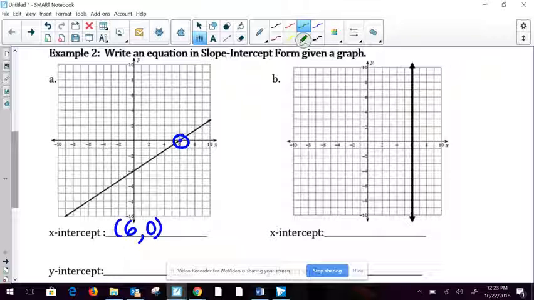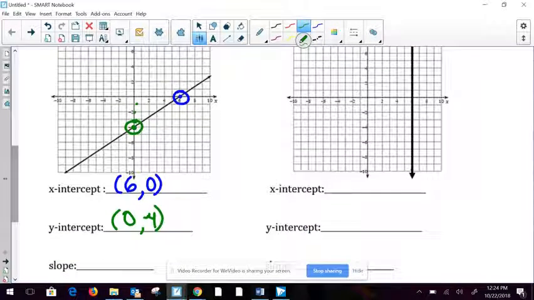Same idea looking at our y-intercept. Where does our line cross the y-axis? It's kind of hard to see, but it crosses at -1, -2, -3, -4. So the way we would write that point this time is (0, -4), because -4 is our y-axis.